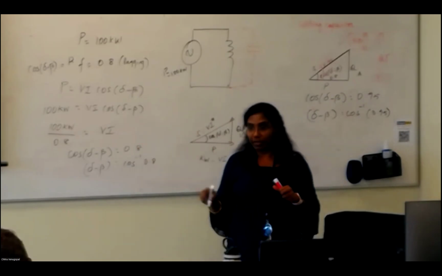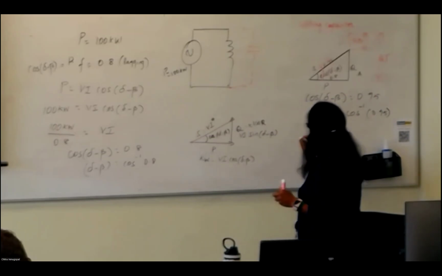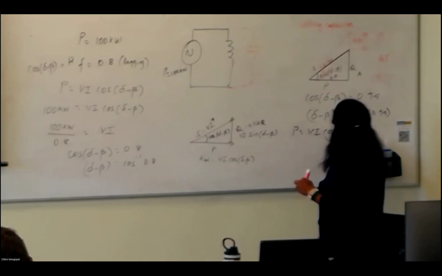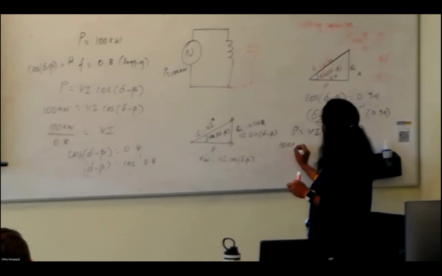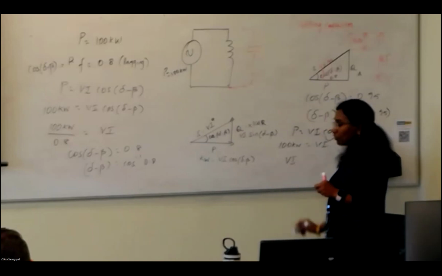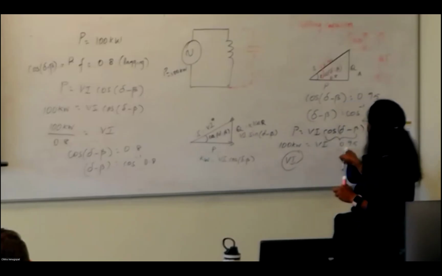I told you already. Whenever you add something, real power is not going to change. So your real power P equal to VI cos(δ − β). Now this cos(δ − β) is 0.95 and this P is 100 kW. You can calculate the new VI. So from that new VI, cos(δ − β) is 0.95.